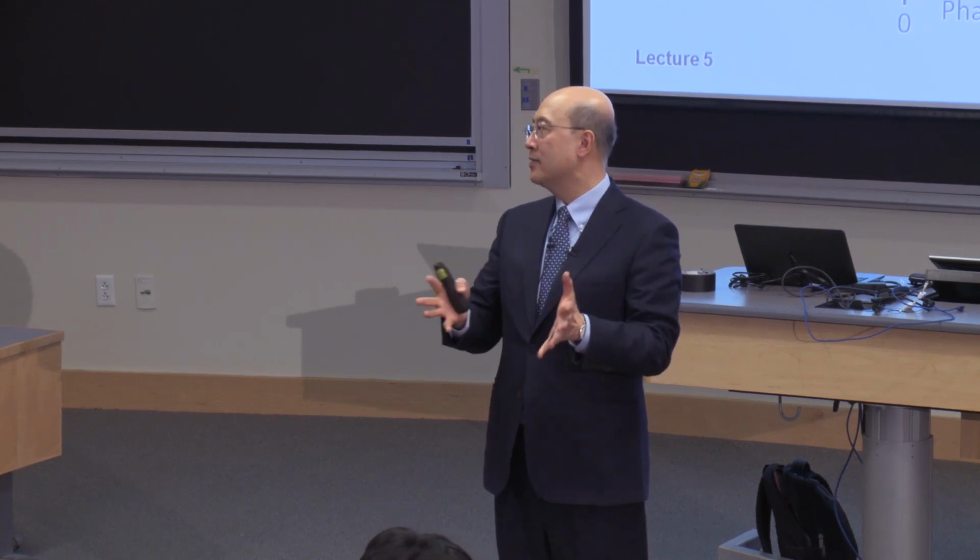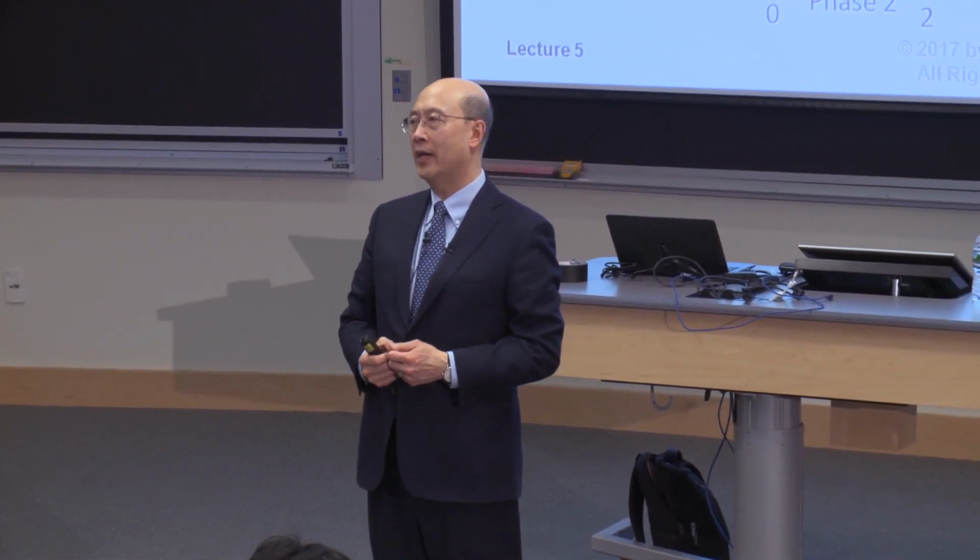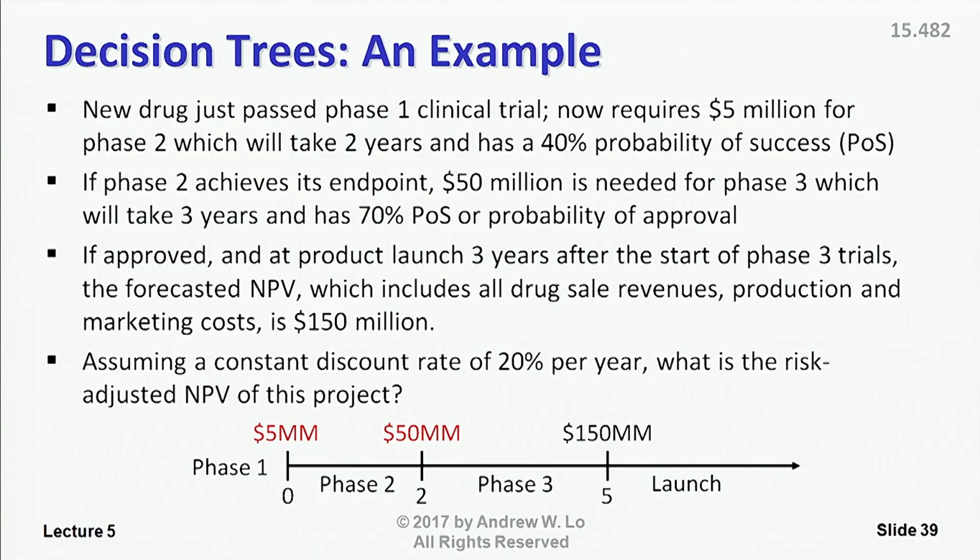So here's an example where you've got a new drug that just passed phase 1 clinical trials. Okay? Hooray, it's safe. Now you want to see whether or not it's effective for a small population of patients. So it's going to cost you $5 million to run a very small phase 2 trial. It's going to take 2 years, and your best guess is it's going to be 40% probability you're going to succeed.